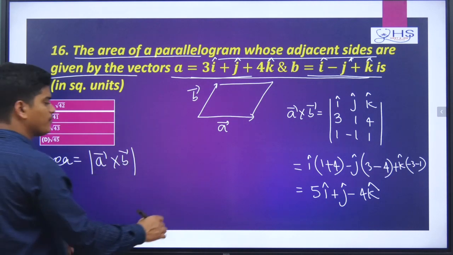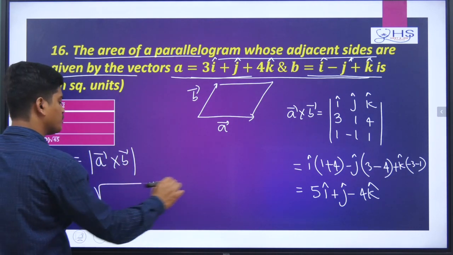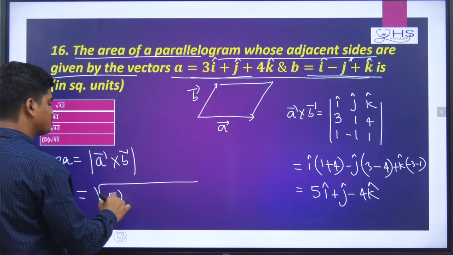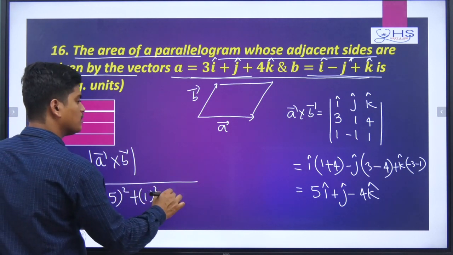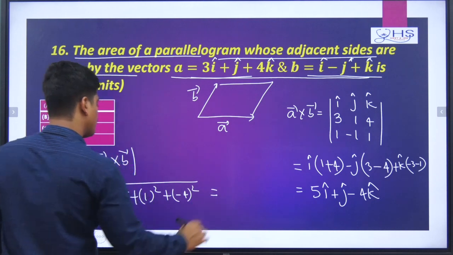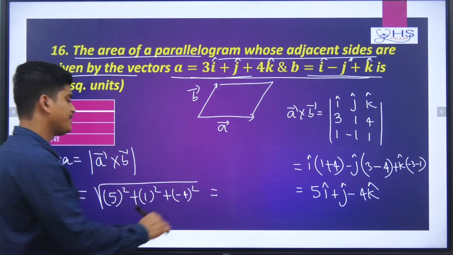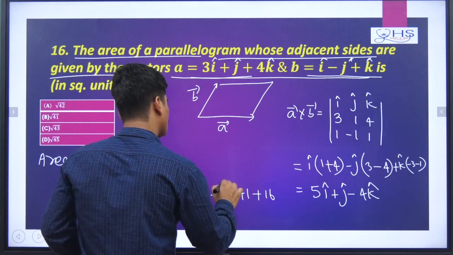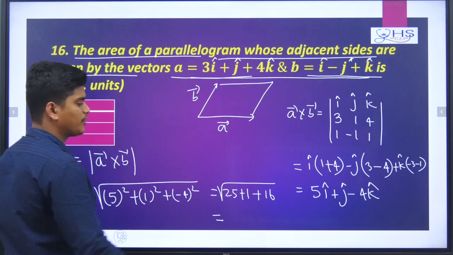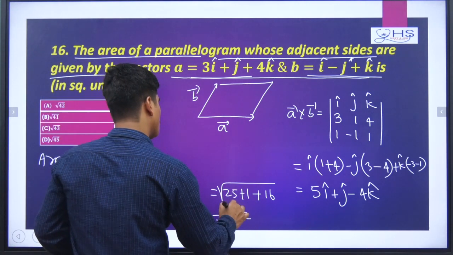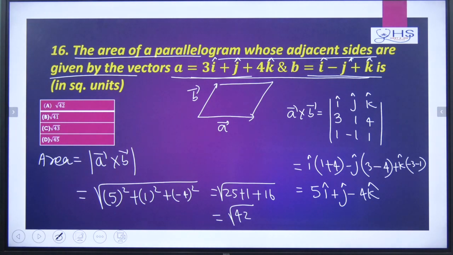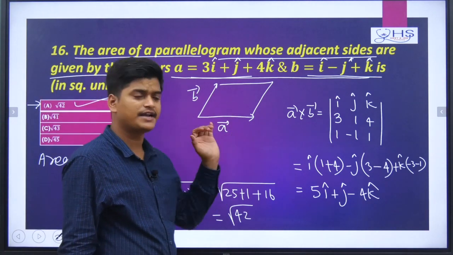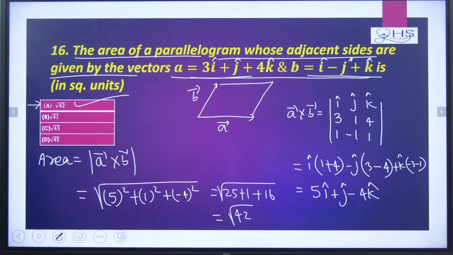Now we have to take the mod of A cross B. So what is the mod of A cross B? That means the magnitude actually. This is the magnitude you have to take. So 5 square plus 1 square plus minus 4 square. Now tell how much is coming? 5 square is 25, 1 square is 1, minus 4 square is 16, root. So it is coming 42, root 42. So here what is the answer? Answer will be root 42. I hope you understand. So simple thing, if A vector and B vector are given as parallelogram sides, then you can find the area of the parallelogram.